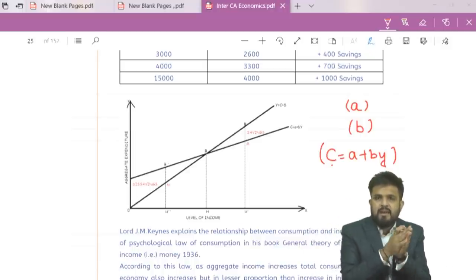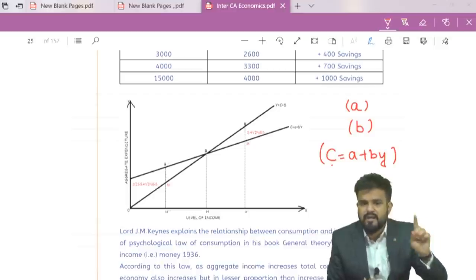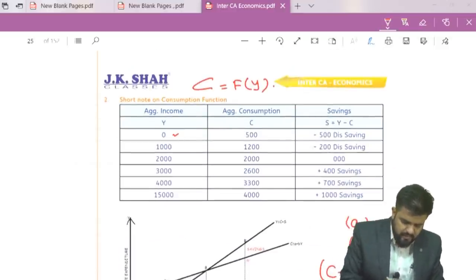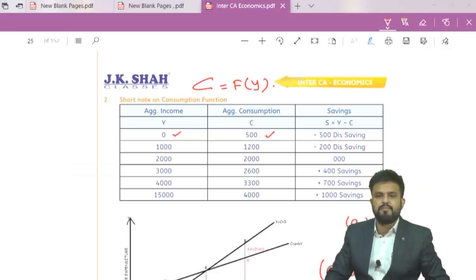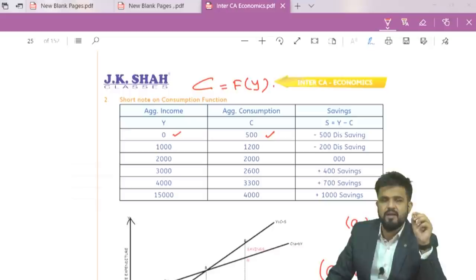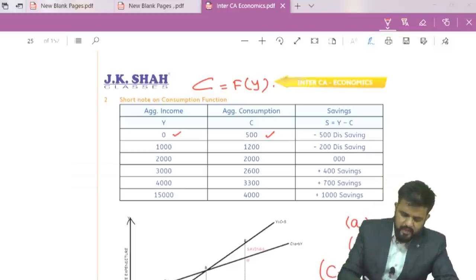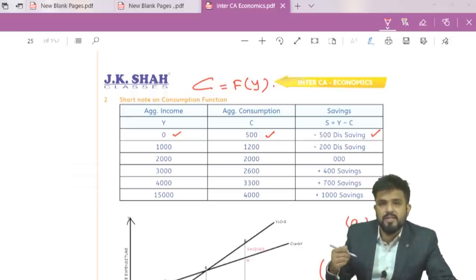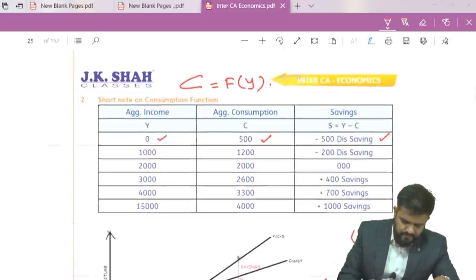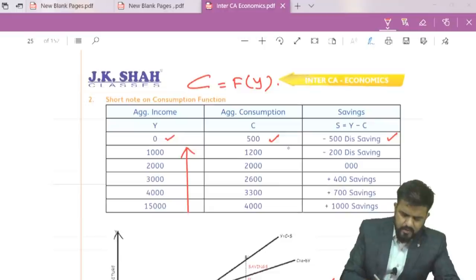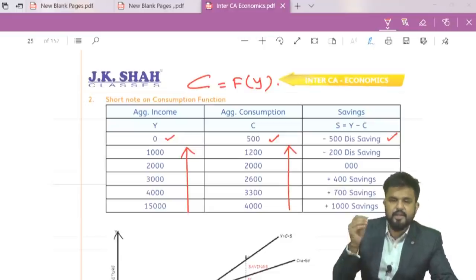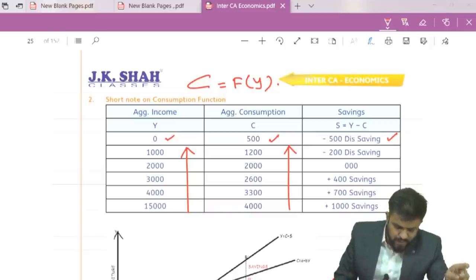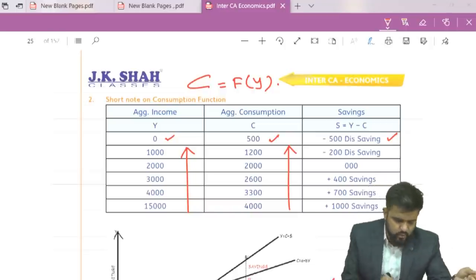Now, income can become zero, but as I told, consumption can never become zero. So if you look at the table, income initially is zero, but consumption is 500, because the person is going to spend money on basic necessities. He will arrange funds from somewhere anyhow. So at that time savings were negative. Income zero, consumption 500, savings negative. But is my income always going to remain zero? No. As income increases, my consumption will also increase, but at a diminishing rate. So 1200 divided by 1000, that is, you should do C upon Y.